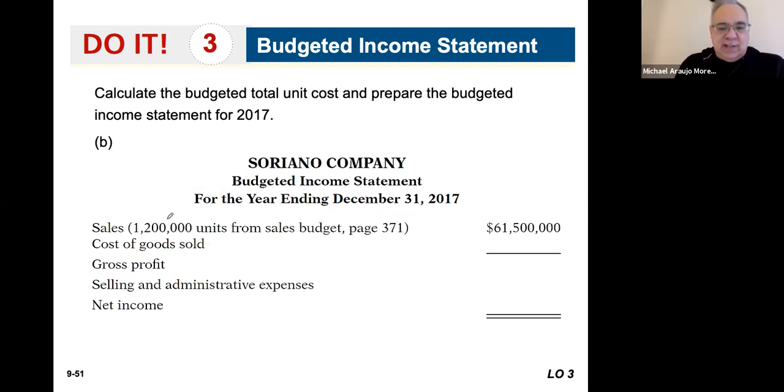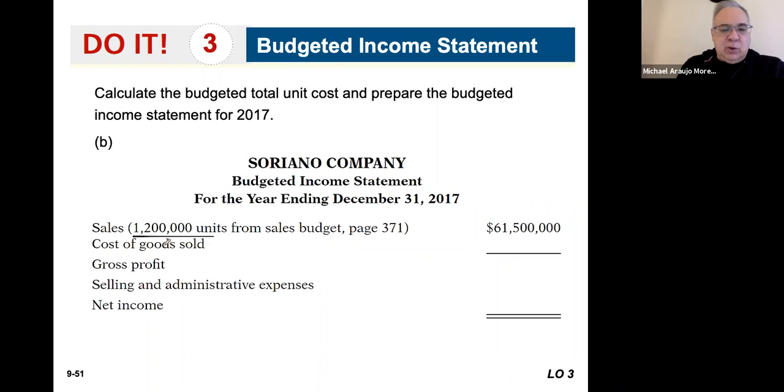We expect to sell 1.2 million units at I think it was $50 a piece, or was it 55? Oh, it was 50 and then 55. So total amount is 61,500,000 total. Okay.